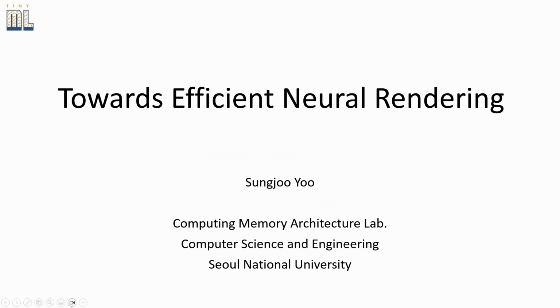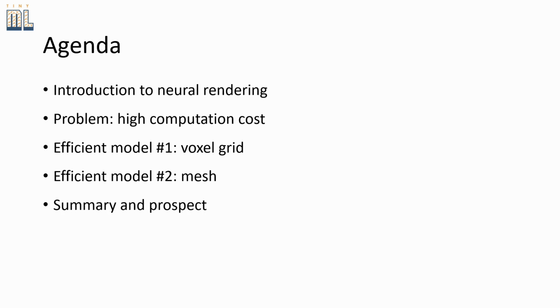Thank you for the introduction. So the title is Towards Efficient Neural Rendering. This is a tutorial presentation on recent papers. So in the beginning, I will introduce neural rendering, and then I will present a performance problem, and then recent improvements of computational efficiency, focusing on two technologies, Voxel grid and mesh. And then I will summarize my talk with some prospect on future work.